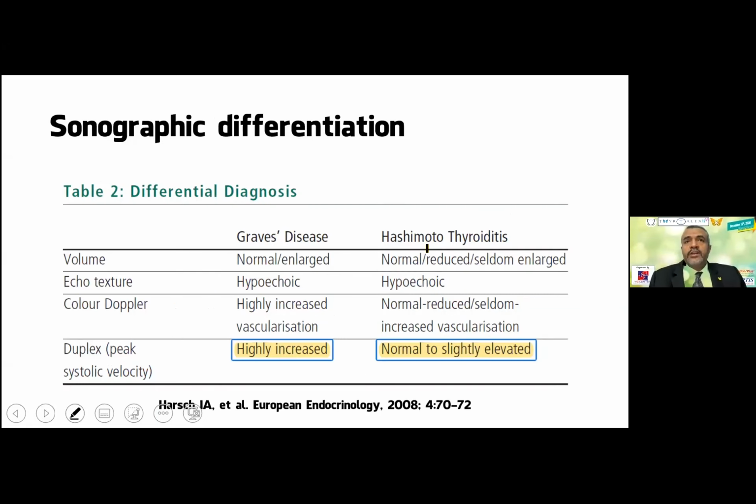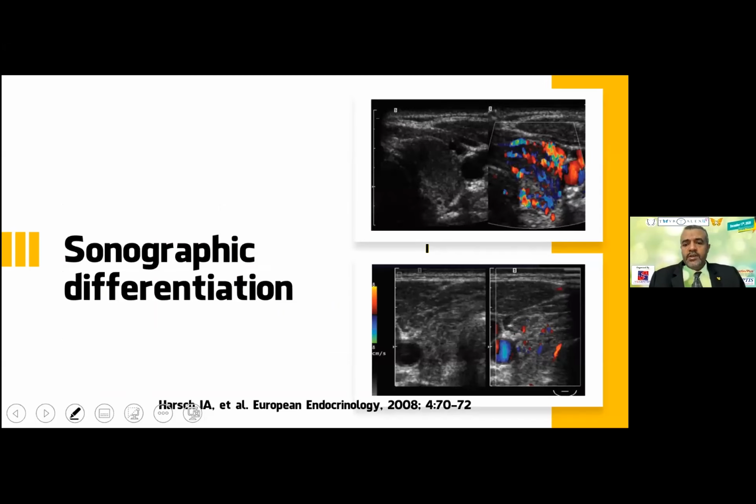Sonography. So what are the points that we can use in sonographic examination to differentiate between Graves' disease and Hashimoto thyroiditis? For the volume, for both, it can be normal or enlarged. For the texture, both present with hypoechogenicity. For the color Doppler, it is usually increased in Graves, but it may be normal, reduced or increased sometimes. For duplex, it is very highly increased in Graves' disease, and normal or only slightly elevated in a patient with hashitoxicosis. So you can use the Doppler to differentiate.